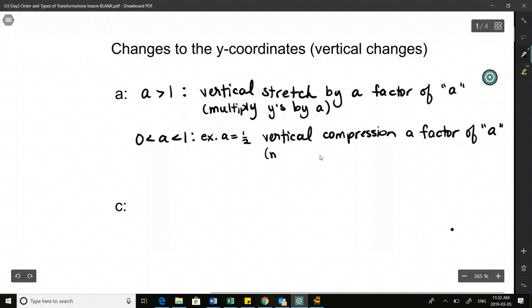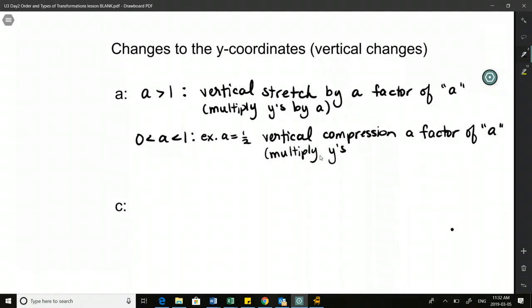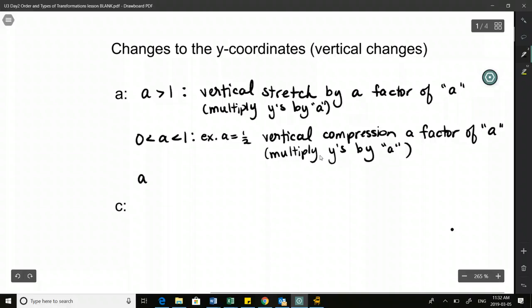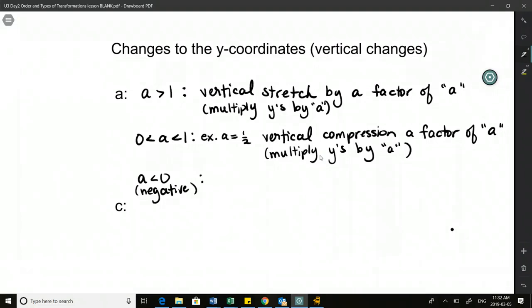Okay, and again, we're going to multiply the y's by this number, or if it's like 1 over 2, that's the same thing as dividing the y's by 2. So multiply y's by A, or you can just divide by the reciprocal. So you divide by 2, essentially. But we're always multiplying our y's by that A value. Okay, and then if A is less than 0, or in other words, negative, this is a vertical reflection. And we don't have to say by a factor of anything, it's just a vertical flip. We flip it vertically.